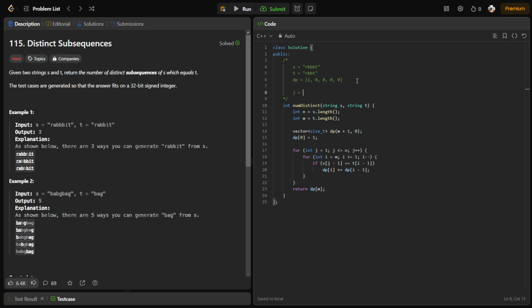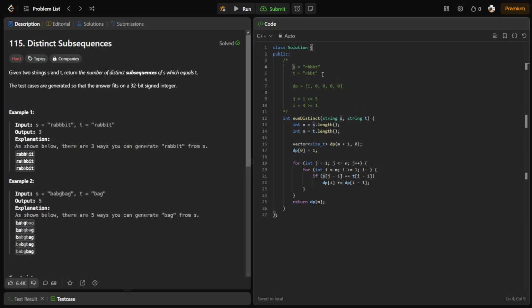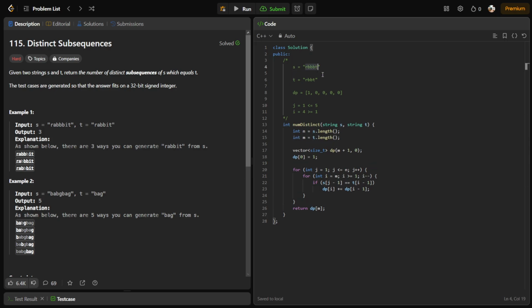I have j, which starts at 1 and increments as long as it's smaller than the size of s, which in this case is 5. Next I have i, which starts at the back of t. So we have 4. As long as it's more than 1, it will keep on decrementing. Alright, so now let me do a pointer so it's easier to follow.